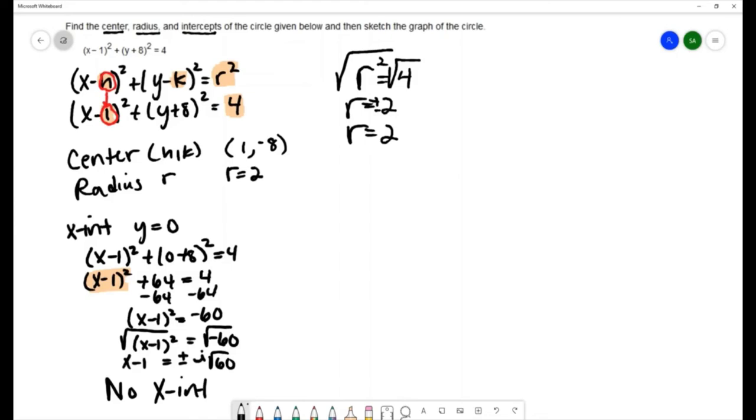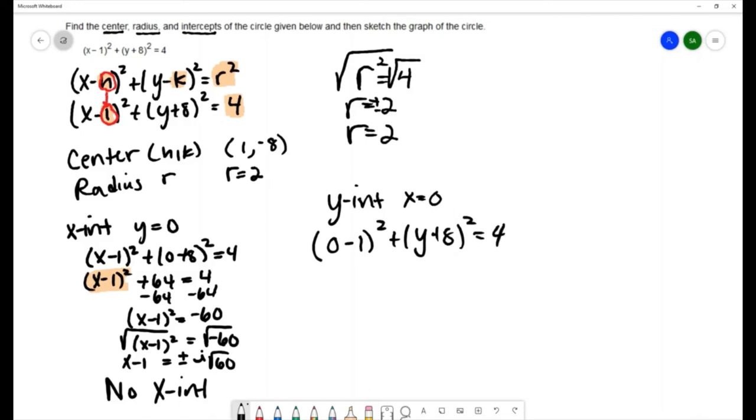So let's move on to finding the y-intercepts. To find a y-intercept, you let x equal 0. I'll substitute 0 in for x in the equation of the circle. That's (0 − 1)² + (y + 8)² = 4. 0 minus 1 is negative 1. Negative 1 squared is positive 1. I'll solve this equation by isolating the square. I'll subtract 1 on both sides. That gives (y + 8)² = 3. I'll square root both sides.